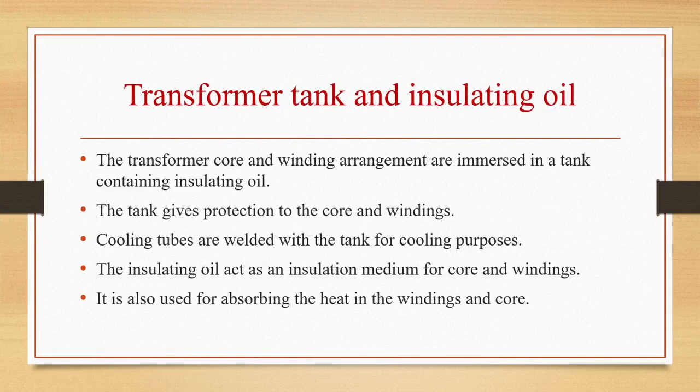The transformer core and winding arrangement will be immersed in a tank which contains insulating oil. The tank will give protection to the core and the windings. Cooling tubes will be welded to the tank for cooling purposes, and insulating oil will act as an insulation medium for the core and the windings, and it is also used for absorbing the heat in the windings and the core. So inside the tank, the transformer core and winding arrangement will be immersed in oil. The tank gives protection to the core and the windings, and cooling tubes will be welded to the tank for cooling purposes.